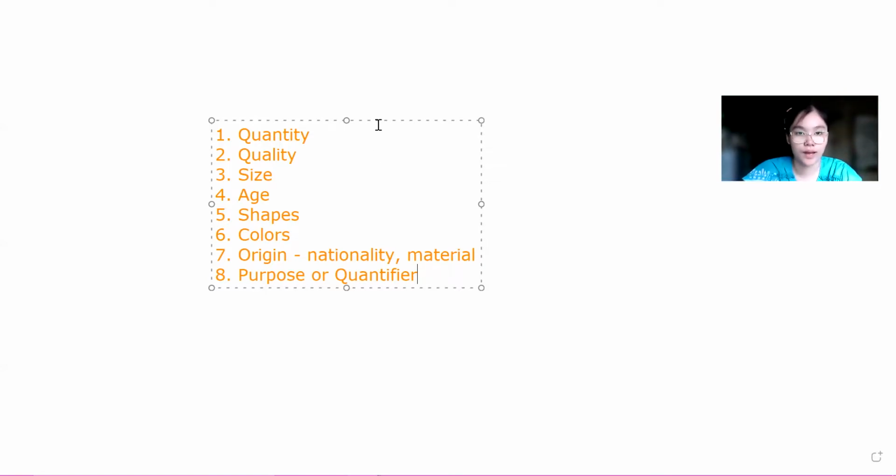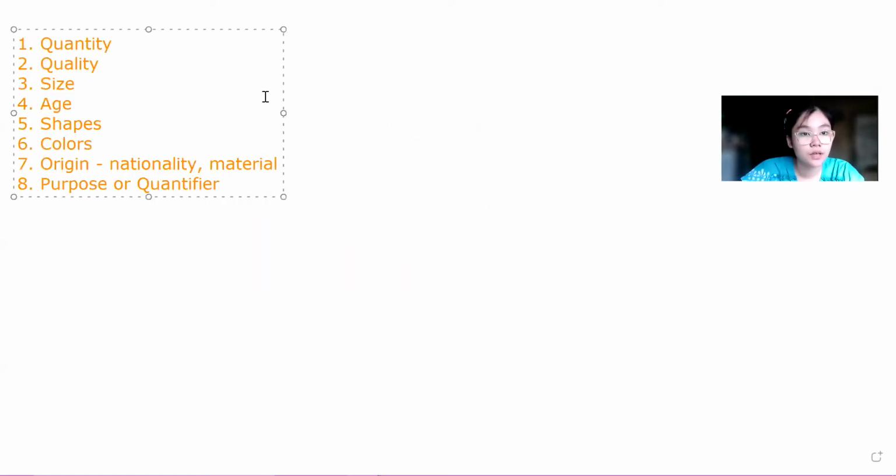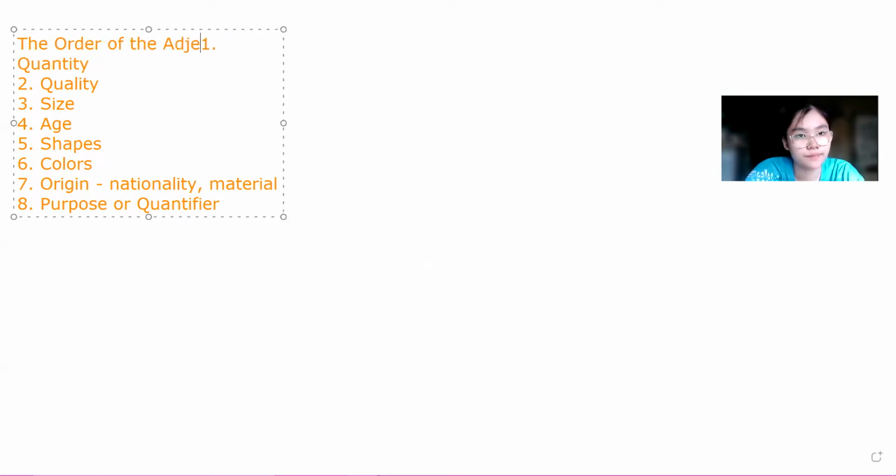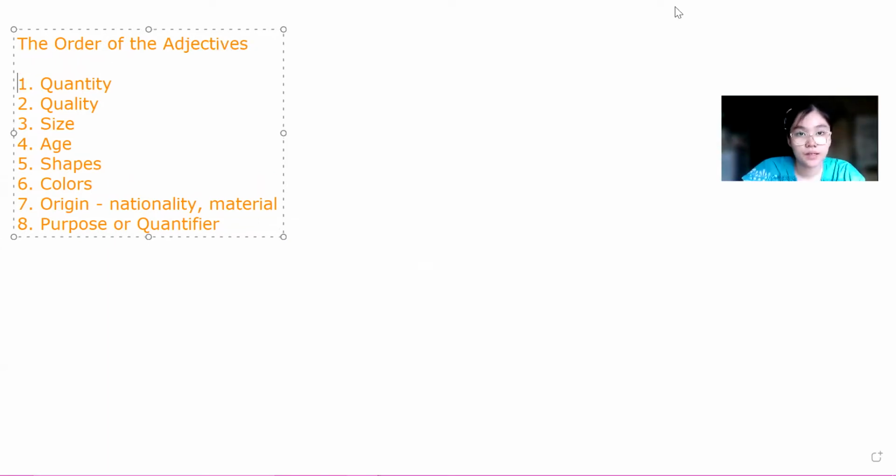Okay, now we have the eight parts of adjectives. So this is the designated order of the adjectives. And now, let's have a little bit of practice here.